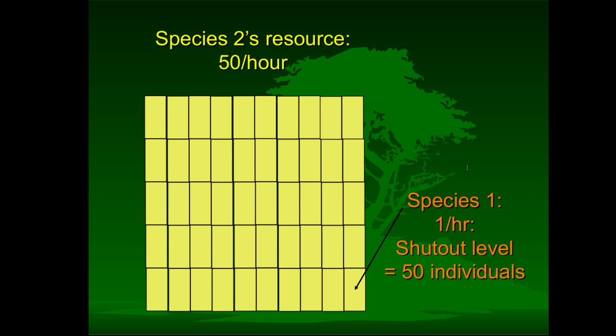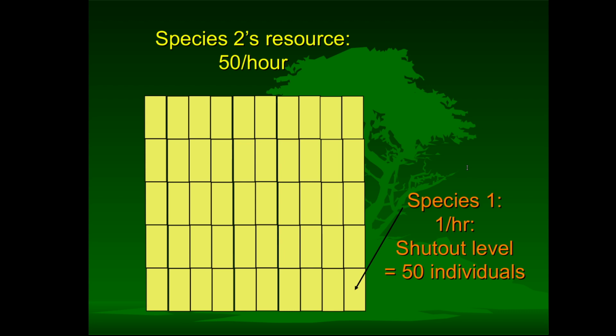And similarly, the shutout level of species 2 is always K1 over A12. So the competition coefficient A12 is just the number of individuals of species 1 that consume the same amount of species 1's limiting resource as one individual of species 2. So the inverse of this, 1 over A12, is the number of individuals of species 2 that consume the same amount of species 1's limiting resource as one individual of species 1.